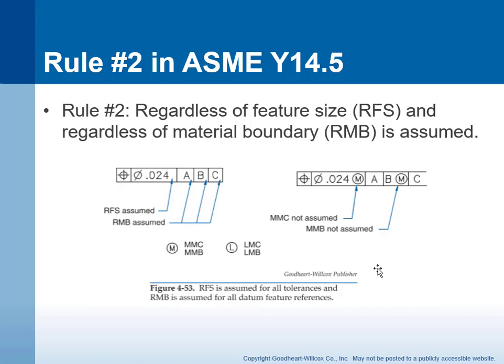Now, in GD&T Y14.5, if we do not specify an MMC here, which is maximum material condition, or an MMB here, which is maximum material boundary, then it automatically defaults to regardless of feature size. And again, we're going to talk about these rules in detail in the next chapters.